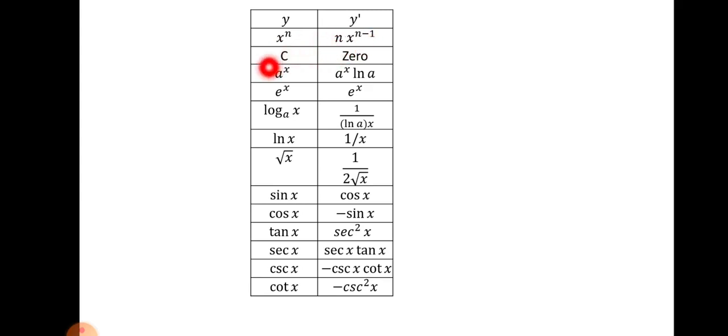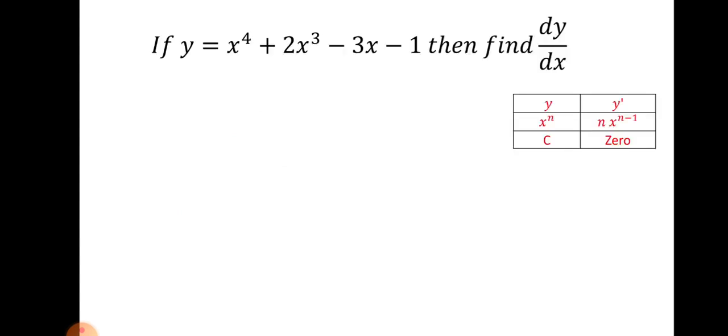The derivative of a constant c is 0. The derivative of a to the power x, where a is a constant, equals a to the power x ln a, and so on. So we have example number 1. You have to put this table inside your mind, and you have to remember it well to solve the following problems. Problem number 1, if y equals x to the power 4 plus 2x to the power 3 minus 3x minus 1, then find dy dx, which is called the first derivative of the function y.